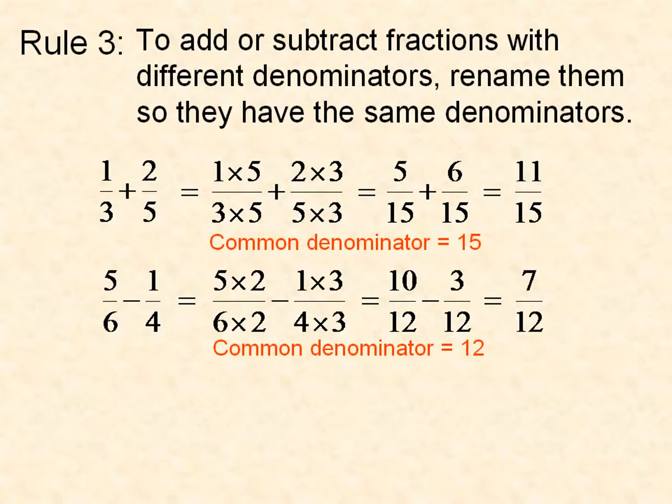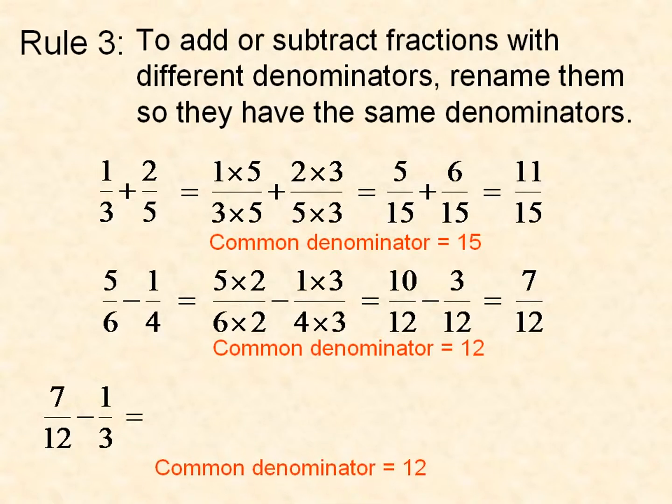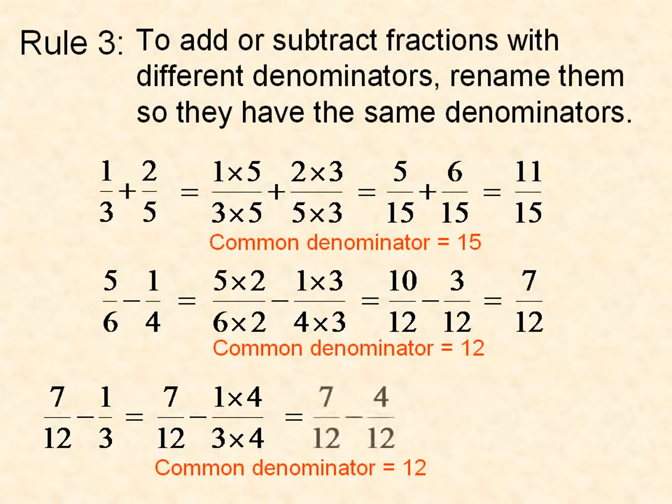A final example, 7/12 minus 1/3. Since 3 goes into 12, we only need to multiply 1/3 by 4/4 to make it into twelfths. This gives us 7/12 minus 4/12, which is 3/12. But 3/12 can be reduced because both 3 and 12 are divisible by 3. So we get 3 divided by 3 over 12 divided by 3, which is 1/4.